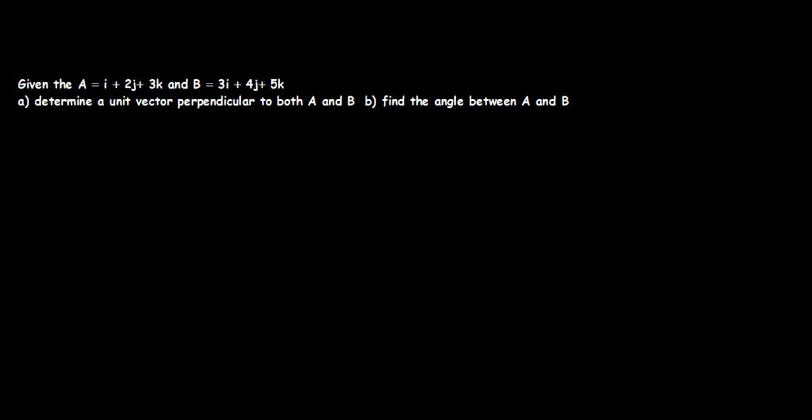Okay, so this question reads, they're saying given the vector A is given by i plus 2j plus 3k, and B is given by 3i plus 4j plus 5k. Determine a unit vector perpendicular to both vector A and B. And then B, they're saying find the angle between vector A and vector B.